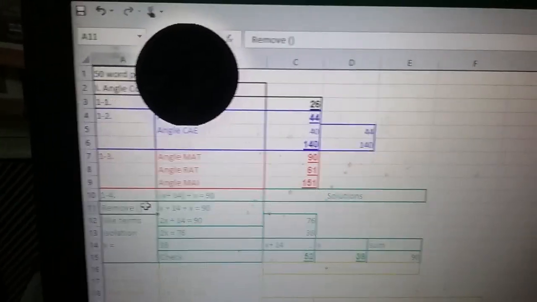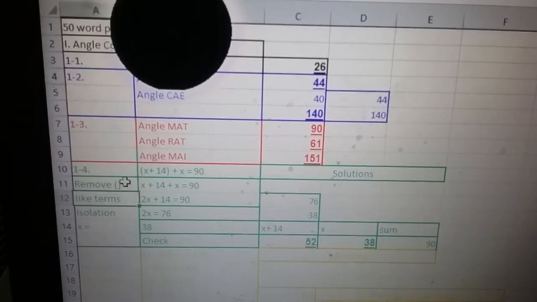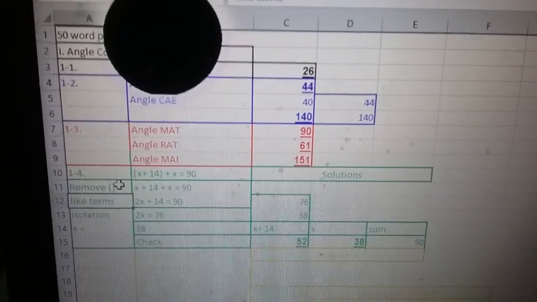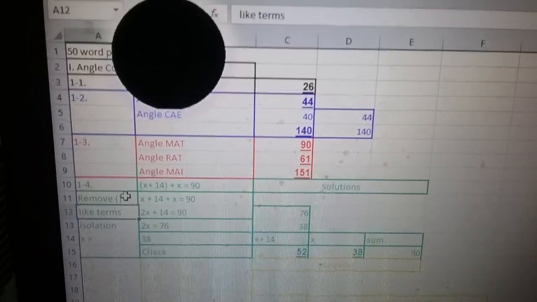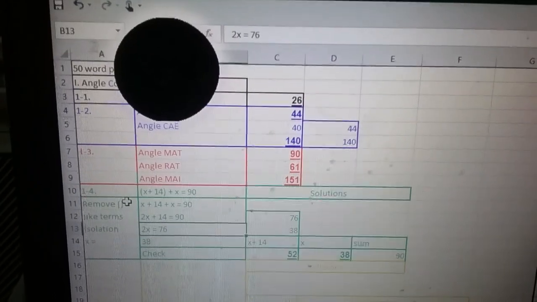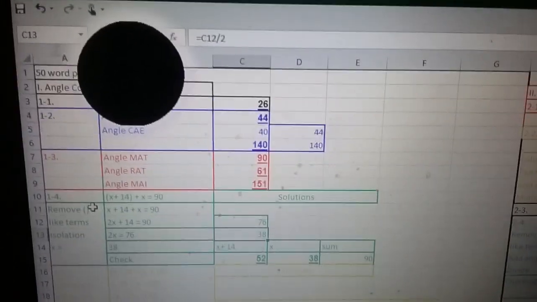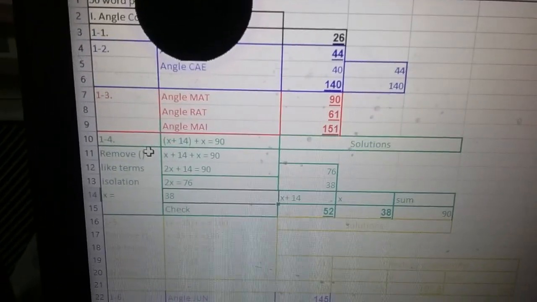Ang kasunod dyan, combine like terms. Like terms mo yung dalawang x. So 2x plus 14 equals 90. Now we're in a two-step equation. So now we have 90 minus 14, you should get 76. And 2x is equivalent to 76. Divide both sides by 2, you should get 38.